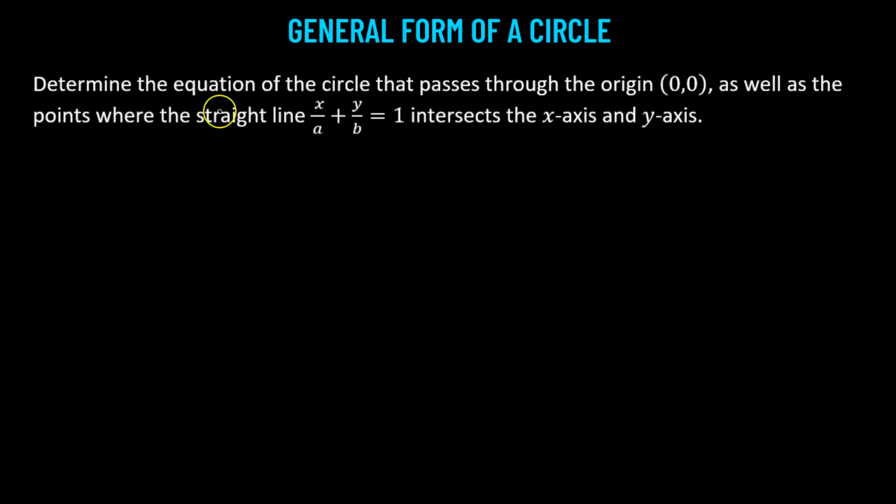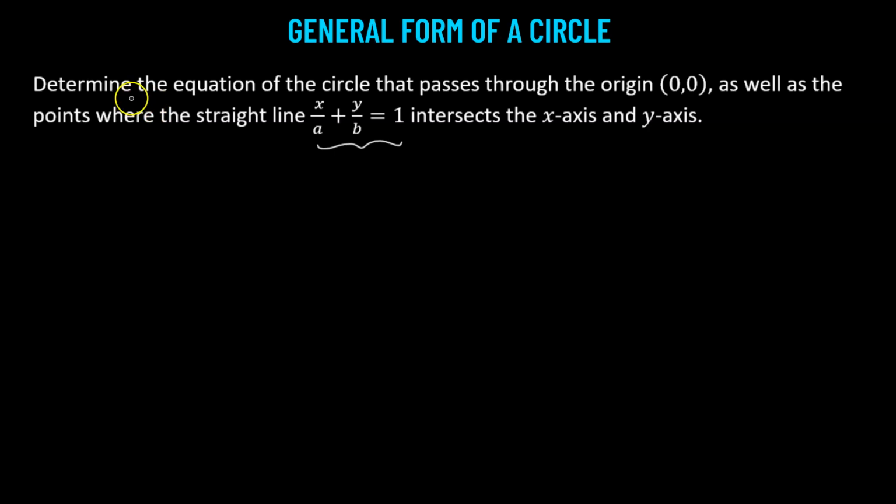In this problem, we need to determine the equation of a circle which passes through the origin (0, 0) and also through the points where the straight line, whose equation is given, intersects the x and the y axis. That means the circle is passing through the x-intercept and the y-intercept of this line.